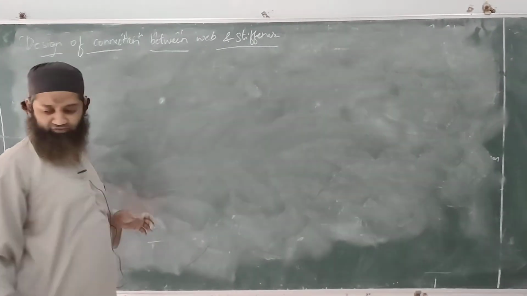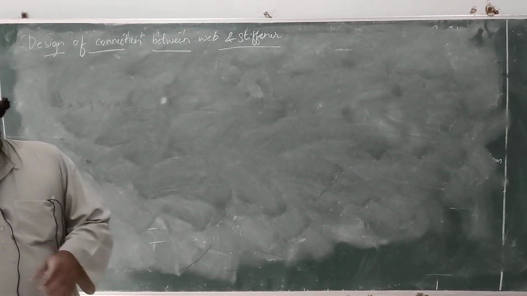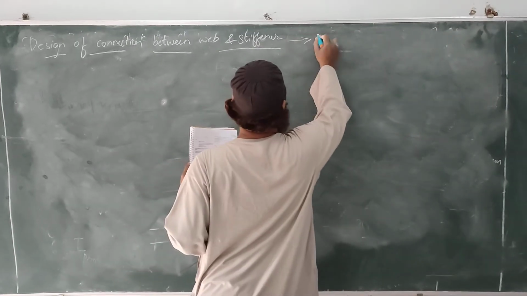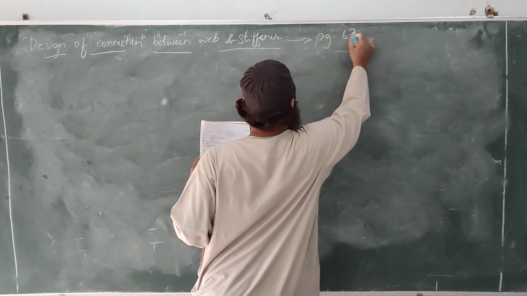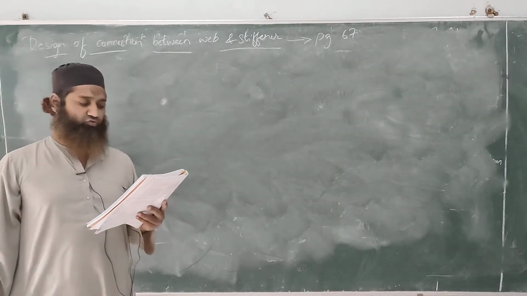Design of connection between web and stiffener. It has been given on page 67. I request you to please keep the code book with you all. Please keep it handy because everything is in the code book. It says connection of intermediate stiffeners to web.